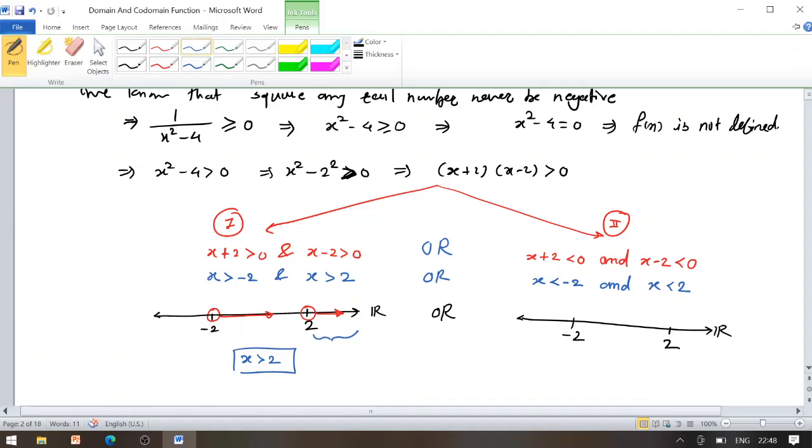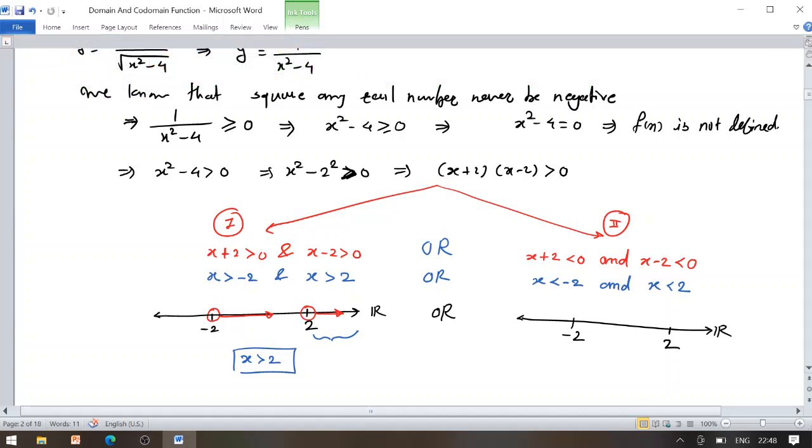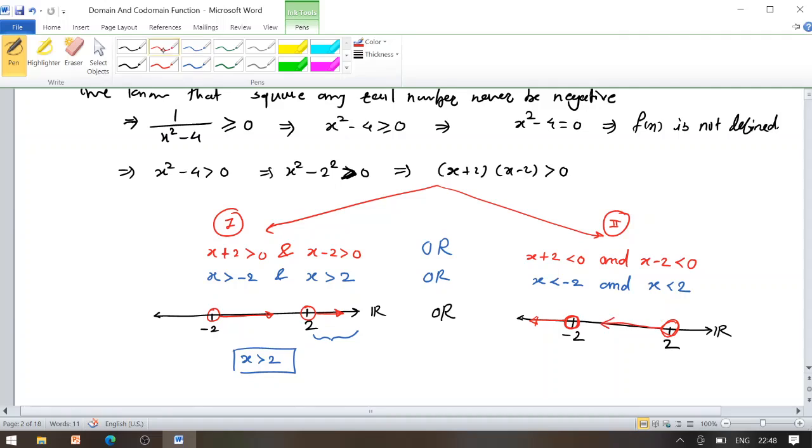Now which are the possible real numbers that should be strictly less than minus 2? Minus 2 is not included in that interval, while those numbers which lie just left of minus 2 are always less than minus 2. While which are the possible numbers that should be strictly less than 2? So 2 is not included. Whatever number lies just left of 2 is always less than 2.